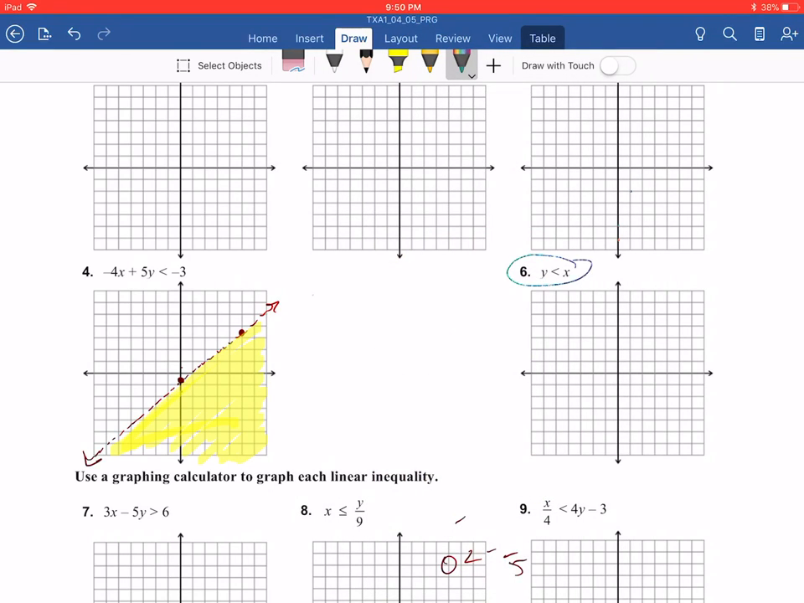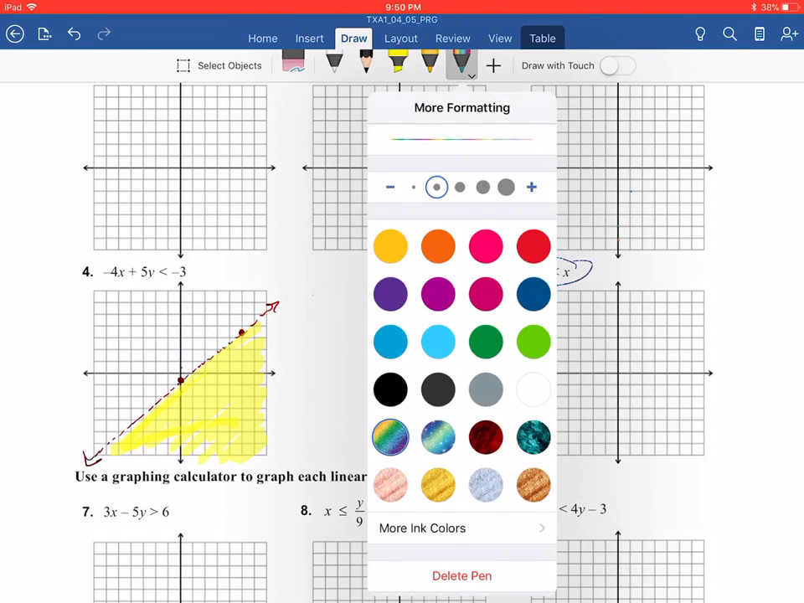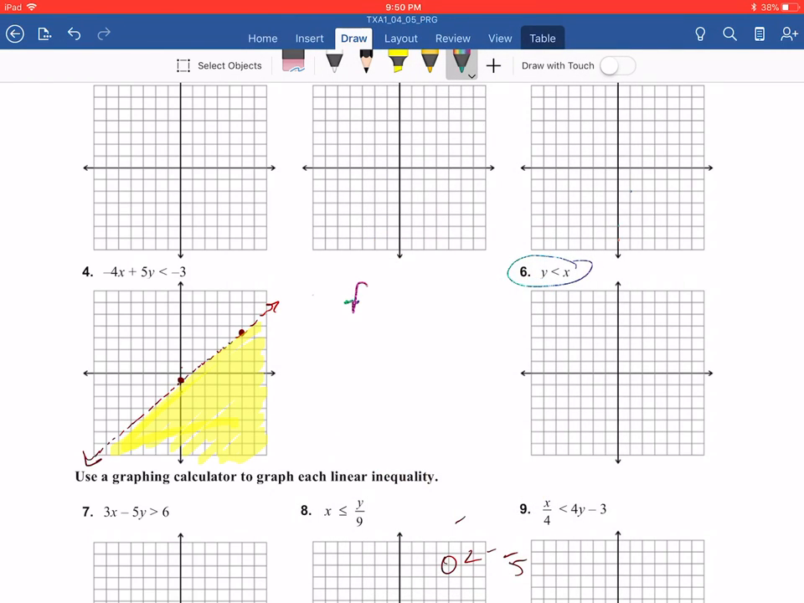Okay, this problem number 6, this is the same thing as saying f of x is less than x. So this is a parent function. Parent functions go through our origin and have a slope of 1. Now, it is a dotted line, not a solid line. Now, let's talk about that. And remember, if it's a dotted line, that means that if a point falls on that line, it is not a solution.